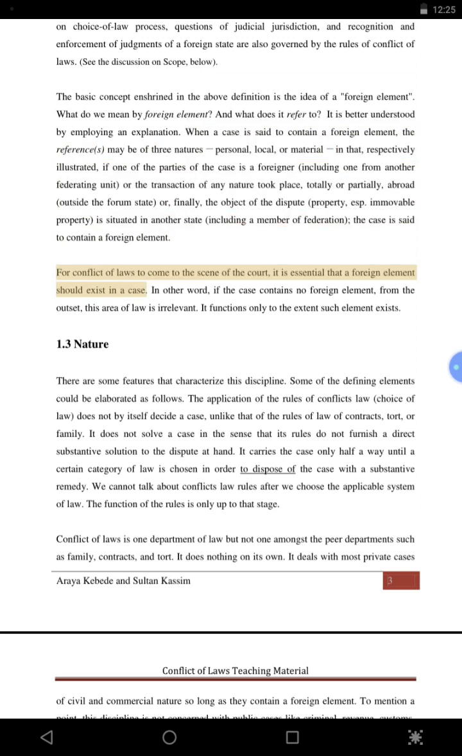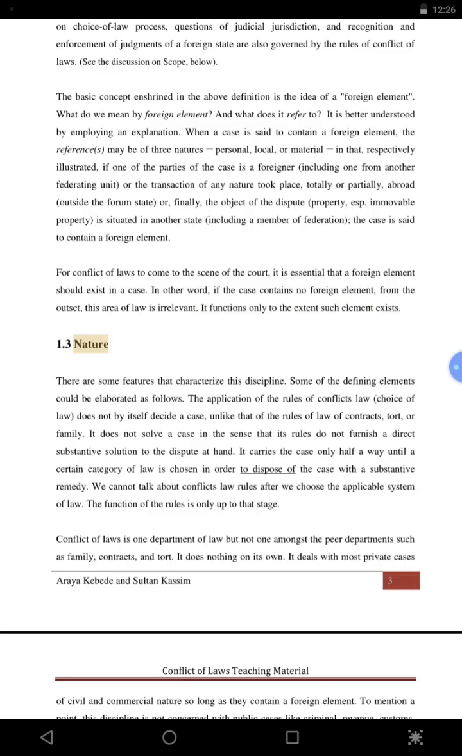For conflict of laws to come to the scene of the court, it is essential that a foreign element should exist in a case. In other words, if the case contains no foreign element from the outset, this area of law is irrelevant. It functions only to the extent such element exists.